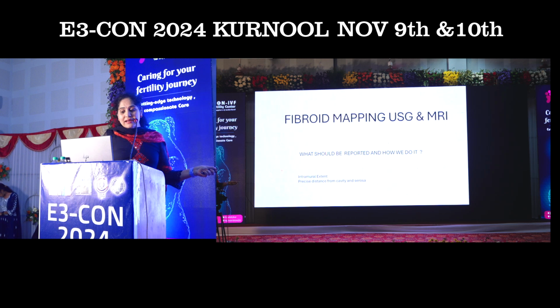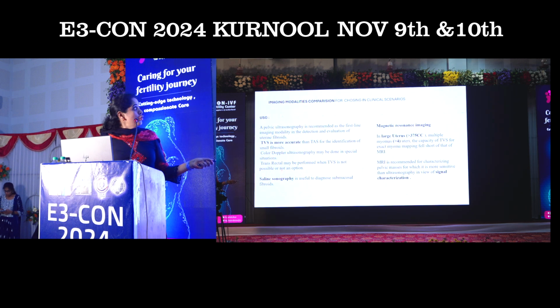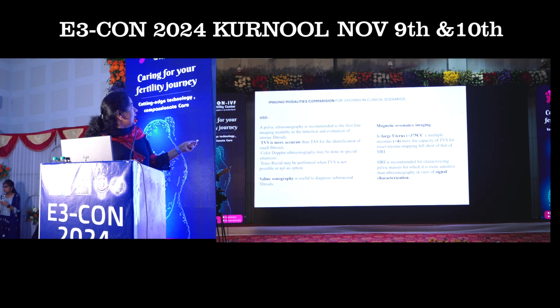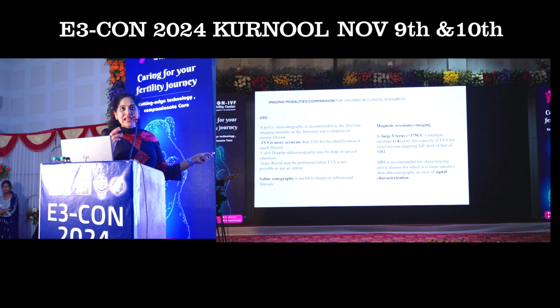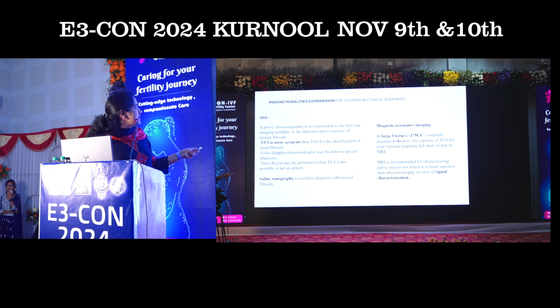Now coming to practical relevance: fibroid mapping, ultrasound and MRI. I always include MRI because depending on the indication, you might need to choose MRI. What should be reported and how do we do it? Basically, when you have to look into the choice of imaging modality, definitely ultrasound is the first line. TVS is more accurate than TAS. Why? Because it delineates the structural components of the uterus with greater clarity: the relationship of the myoma to the junctional zone, the relationship of the myoma to the serosa, and the location within the myometrium. All those high resolution findings, TVS is more accurate.